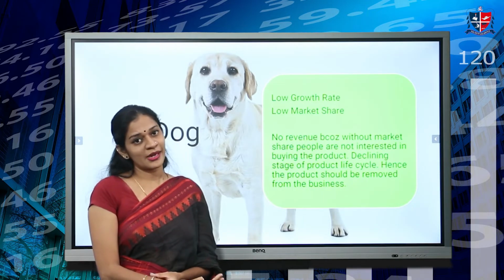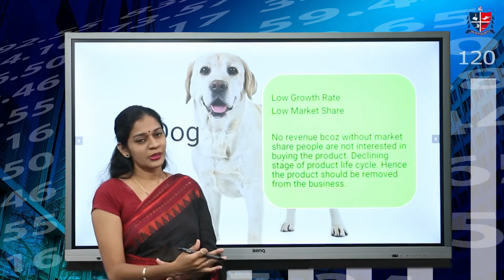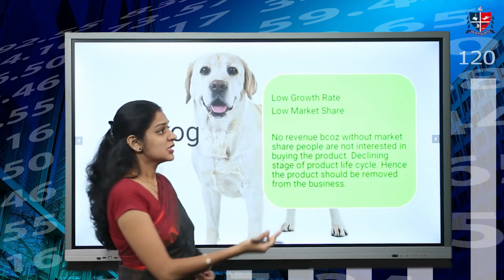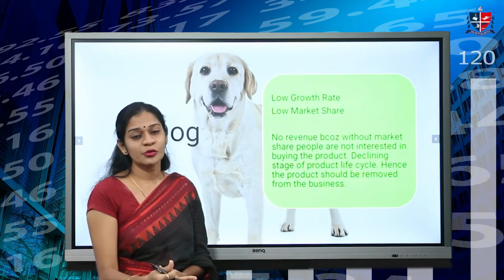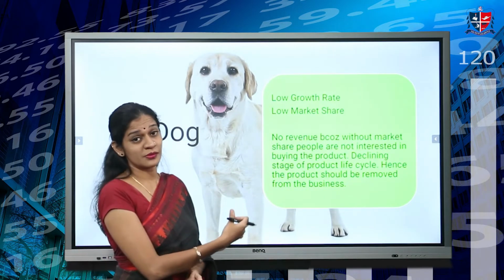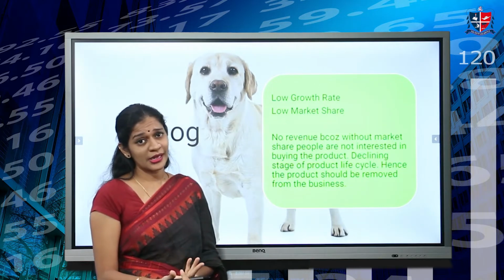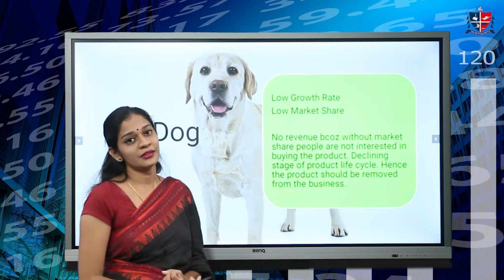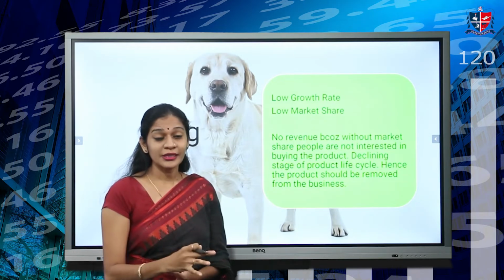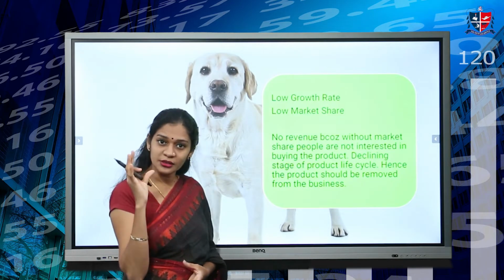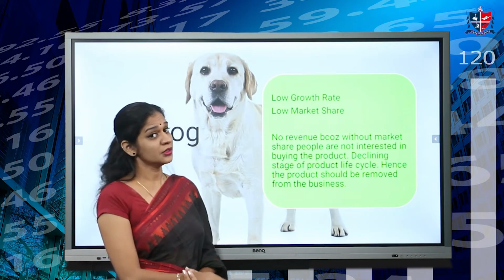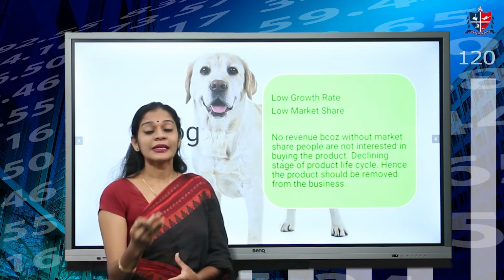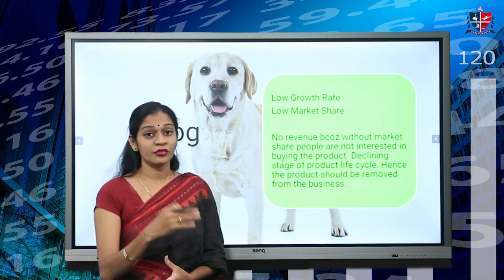So is there any meaning spending money on that? No, there is no meaning spending money on those products where people are not interested to buy. So here we don't have to invest much on such products, because people are not willing to buy it. So they have to be removed from the business because they don't generate any money for the business. So the product line which is categorized under the dog category can be removed from the business.